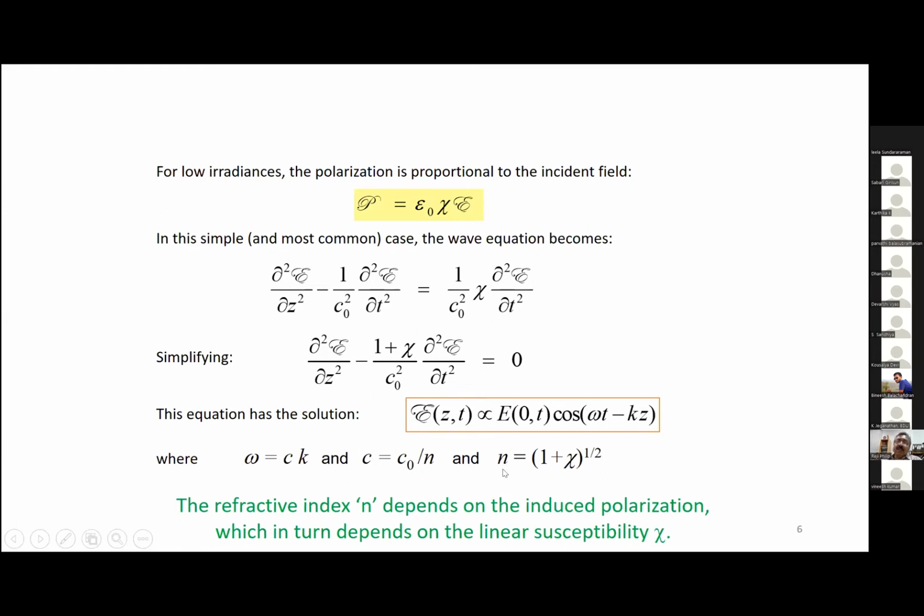We also see that n is related to the first order susceptibility chi1: n is the square root of 1 plus chi. So thus, the refractive index n depends on the induced polarization, which in turn depends on the linear susceptibility chi.